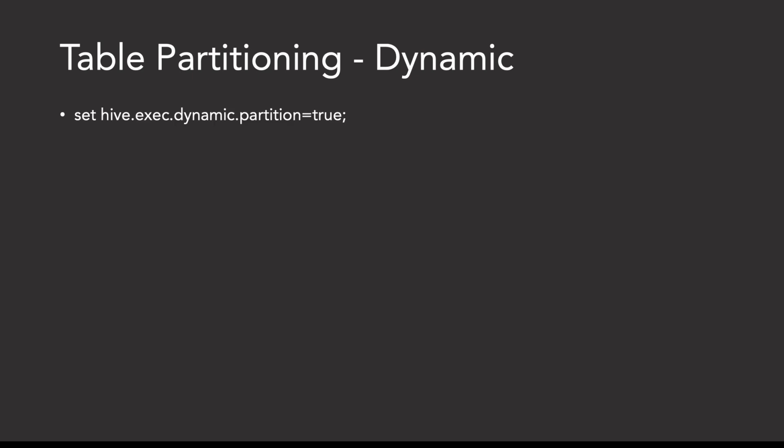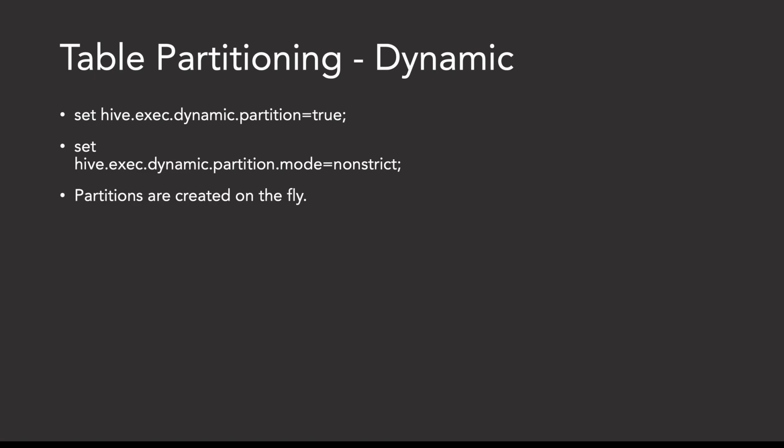In dynamic partitioning, you'll have to set this configuration parameter, hive.exec.dynamic.partition, to true. There's one more configuration parameter, set hive.exec.dynamic.partition.mode to non-strict, and then the partitions are created on the fly. So you can use a single file to load the partition table, and data with the correct value would be loaded to the correct partition.